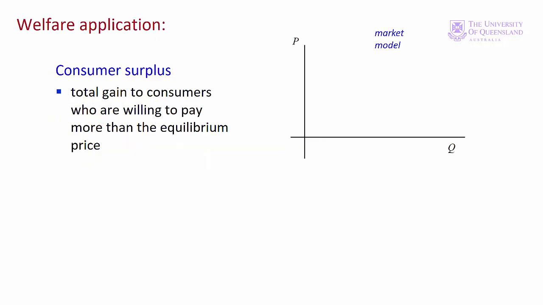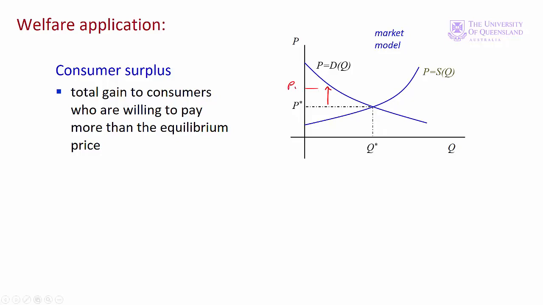We have a market for a particular good, represented by the demand and supply curves. Remember, these are inverse demand and supply functions. We have an equilibrium price, P star, and a corresponding equilibrium quantity, Q star. Now, there are some consumers who are willing to pay more than P star for this good. For example, at this point here, consumers are willing to pay P1, but the market price is P star.